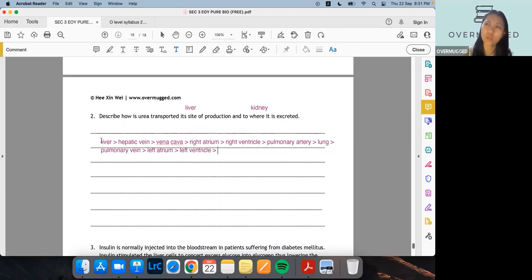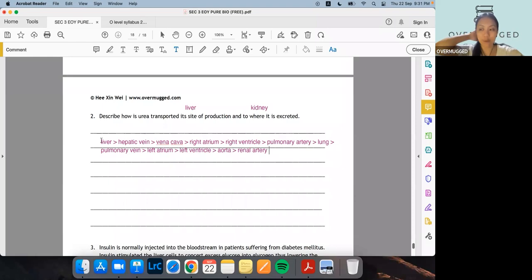Sometimes the question will give some more requirements, then it just depends on what the question says. Aorta, kidney, renal artery. Okay, so it reaches the kidney, then it's excreted.